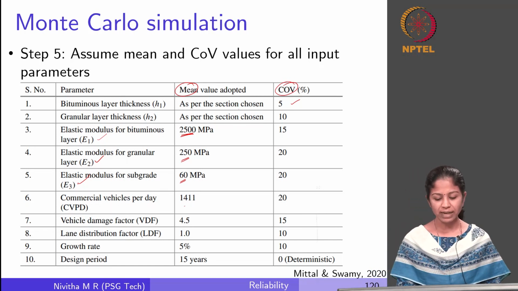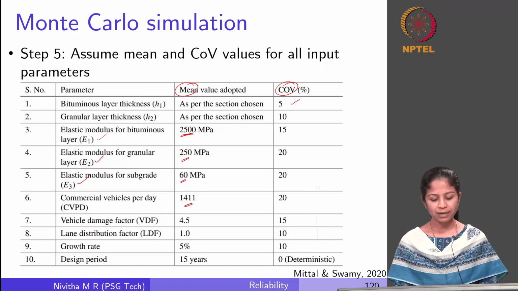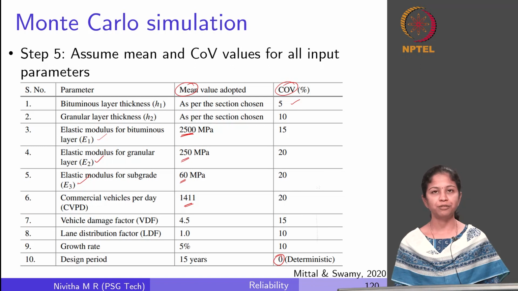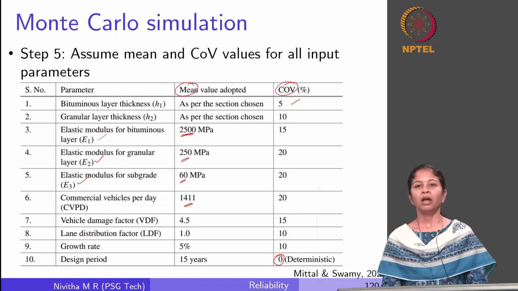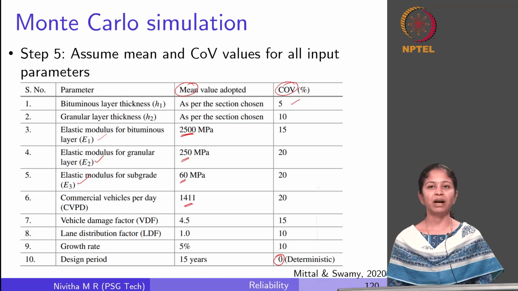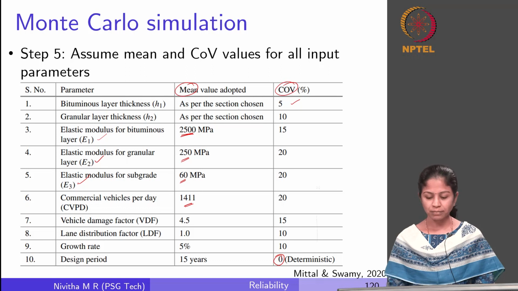The commercial vehicles per day is also given. Again, COV is assumed for that, vehicle damage factor, lane distribution factor, growth rate and design period. This design period is deterministic, it is exactly 15 years. So the mean and COV values are assumed. Using this mean and COV value, we now generate a distribution using the Monte Carlo simulation.